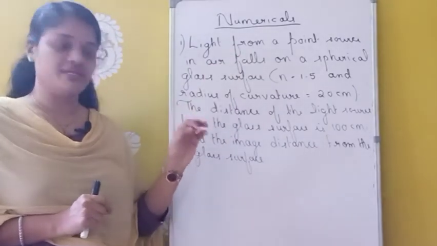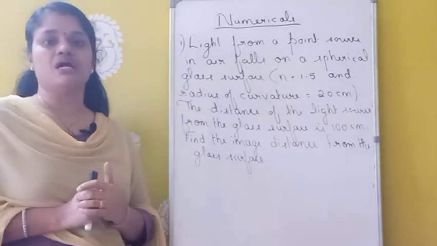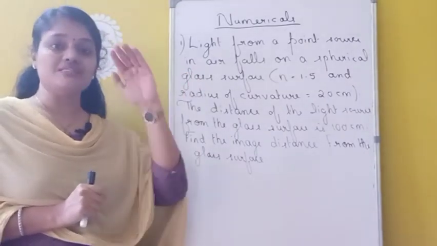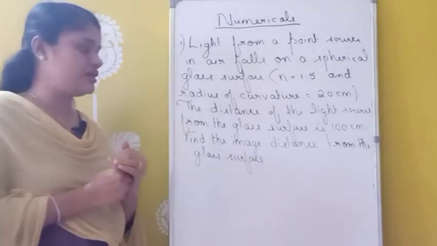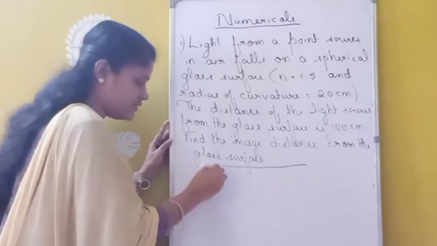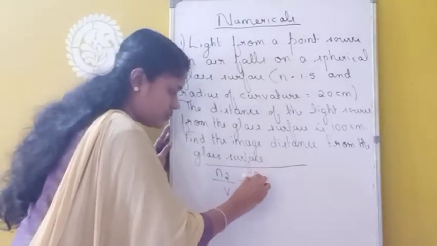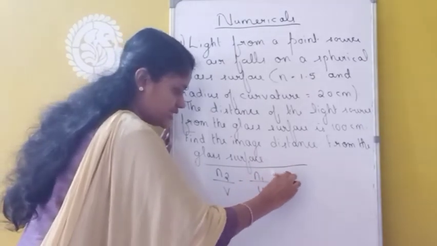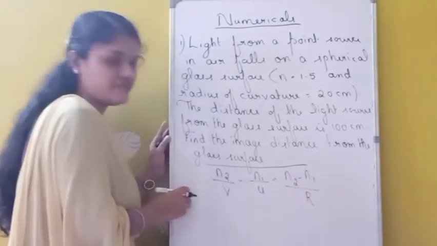And what we have to find out? We have to find the image distance. So which formula do we have to use here? Refraction through a spherical surface. We have a formula for refraction through a spherical surface. So what is the formula? N2 by V minus N1 by U equals N2 minus N1 divided by R. So this formula we have to use here.